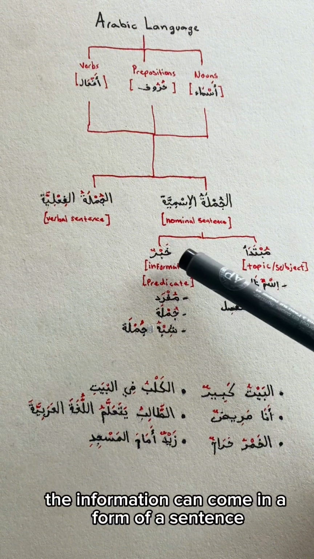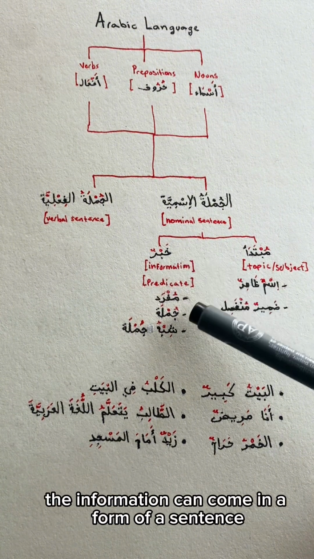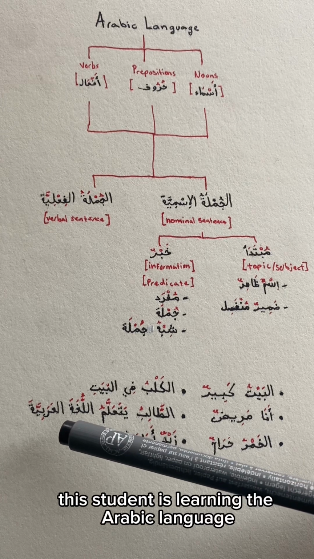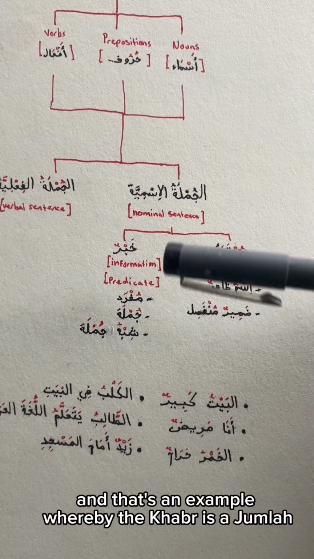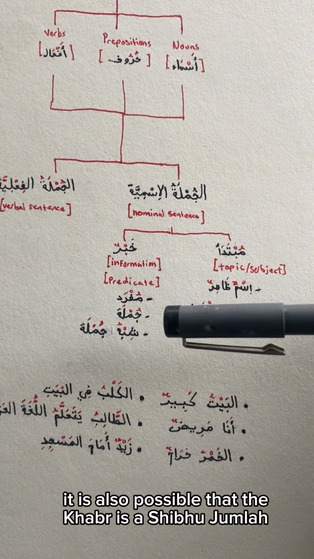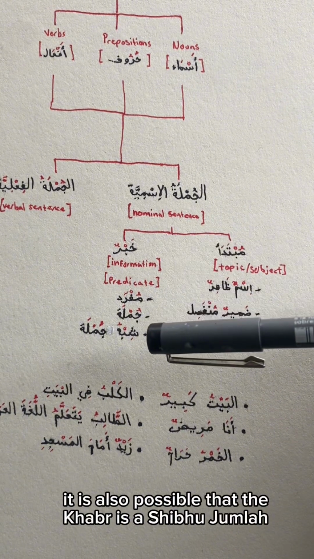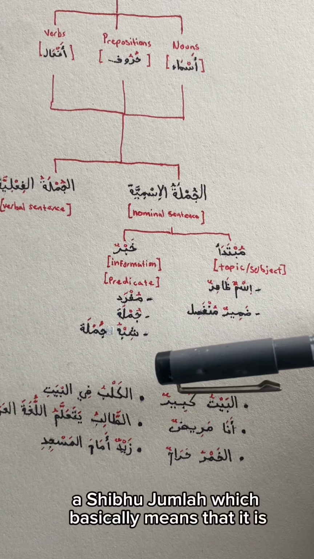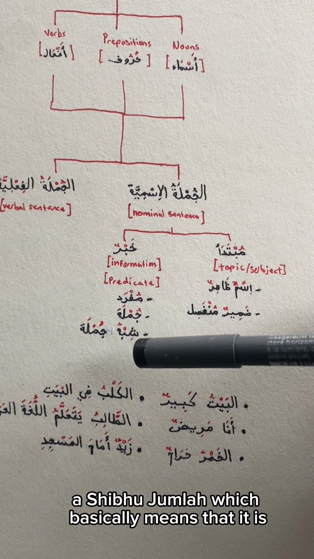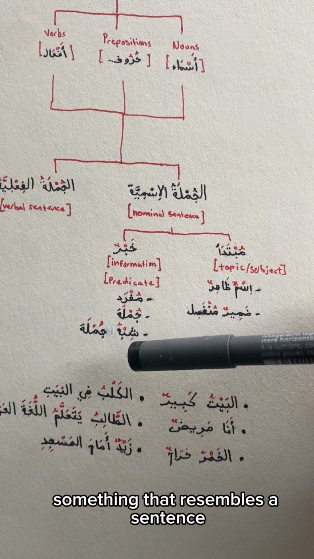So the khabar, the information, can come in the form of a sentence. The student is learning the Arabic language. And that's an example whereby the khabar is a jumla, a sentence. It is also possible that the khabar is a shibhul jumla, which basically means that it is something that resembles a sentence.